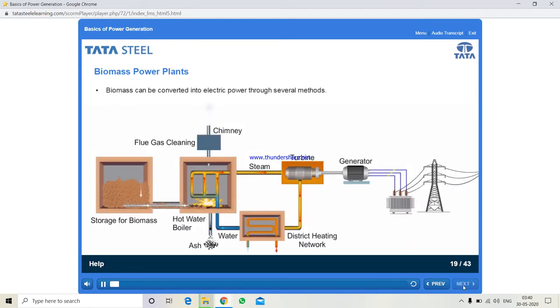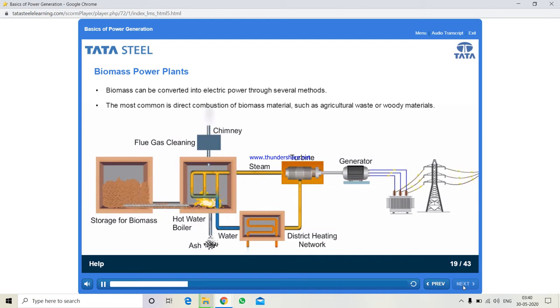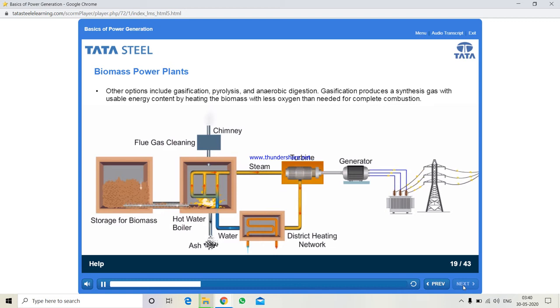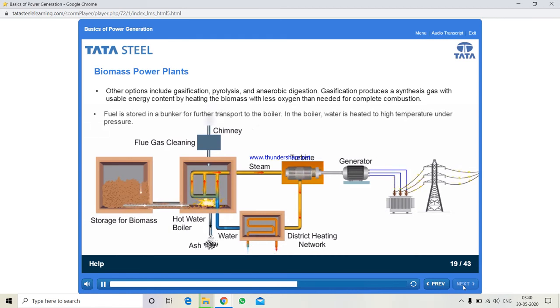Biomass can be converted into electric power through several methods. The most common is direct combustion of biomass materials such as agricultural waste or woody materials. Other options include gasification, pyrolysis, and anaerobic digestion. Gasification produces a synthesis gas with usable energy content by heating the biomass with less oxygen than needed for complete combustion. Fuel is stored in a bunker for further transport to the boiler.